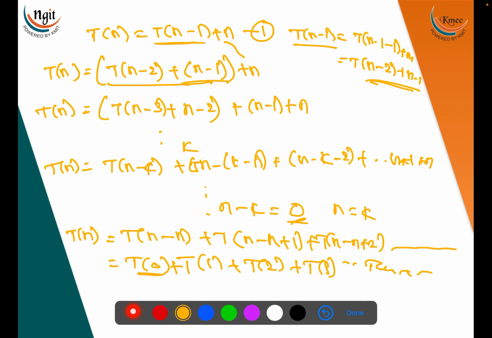Now T of 0, you know the value from the recurrence relation, which is 1. And look at this, it is a series, that is the sum of natural numbers, n into n plus 1 by 2. So this 1 will be taken as a constant. So finally it takes n square as the time complexity.